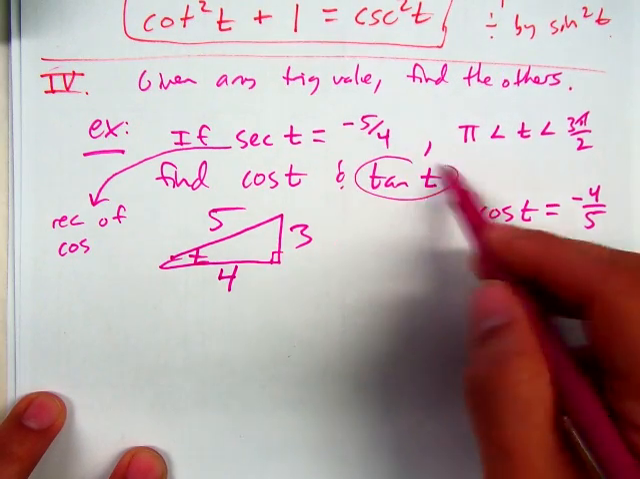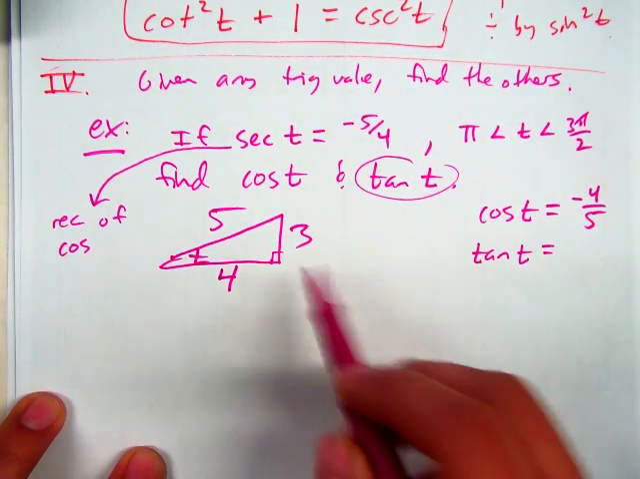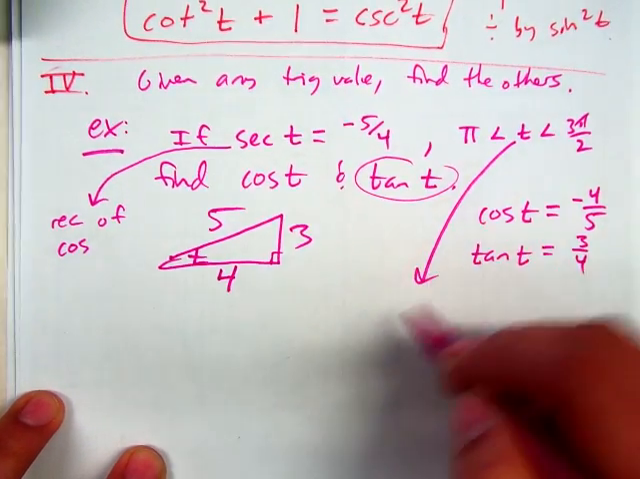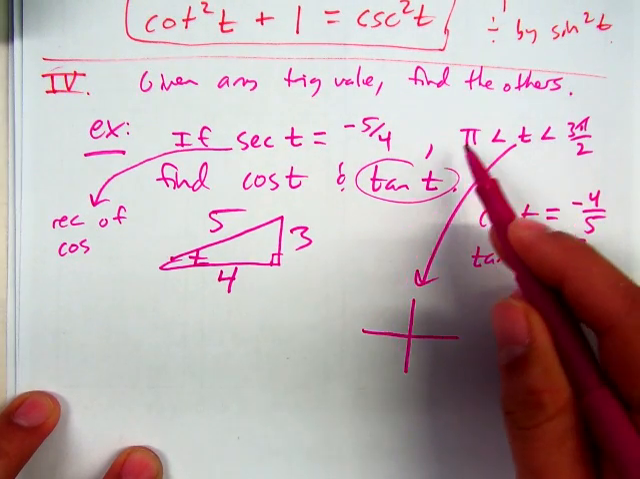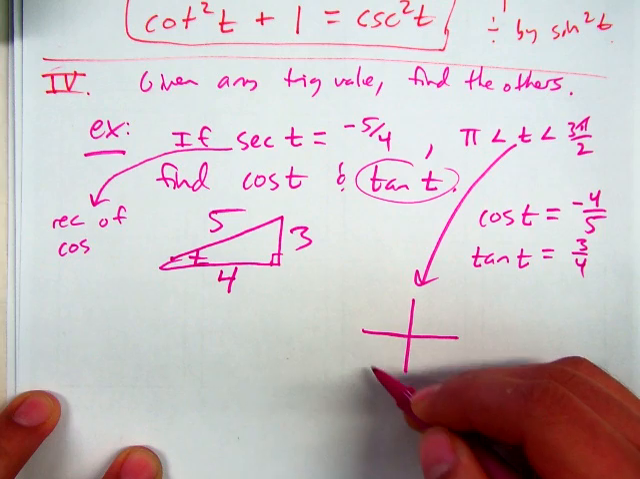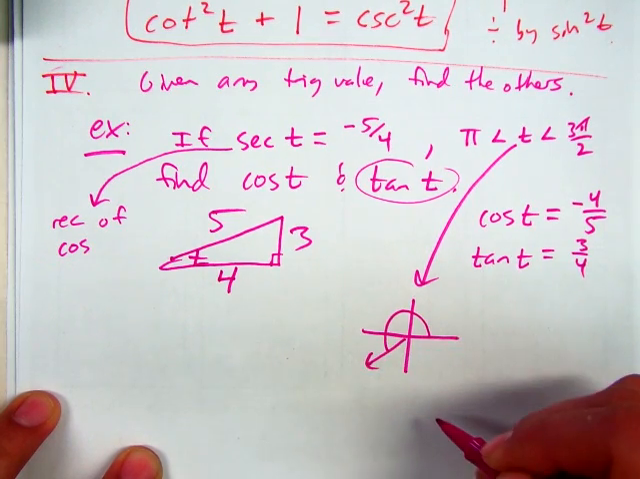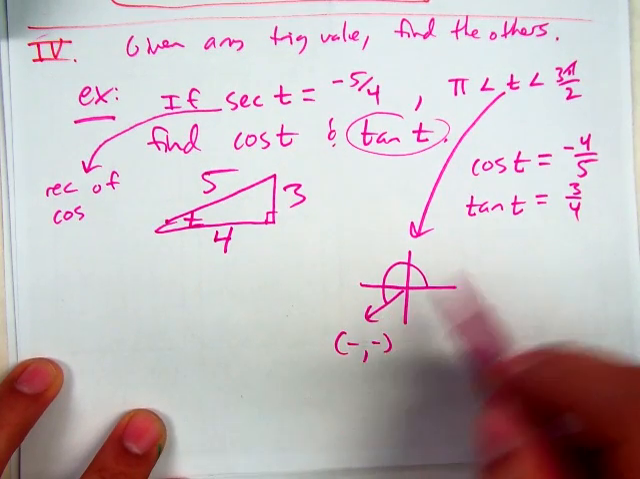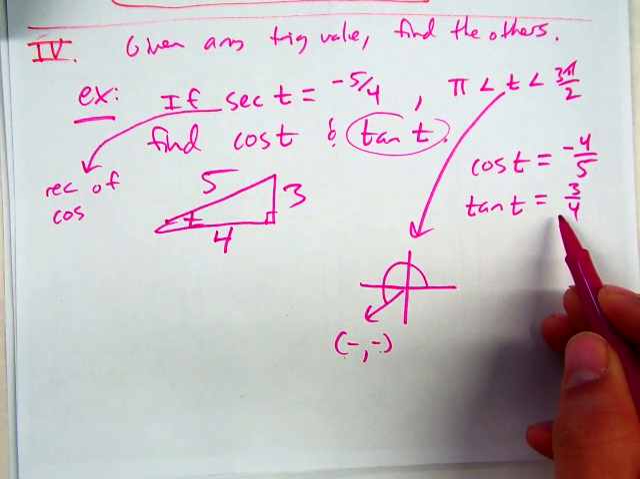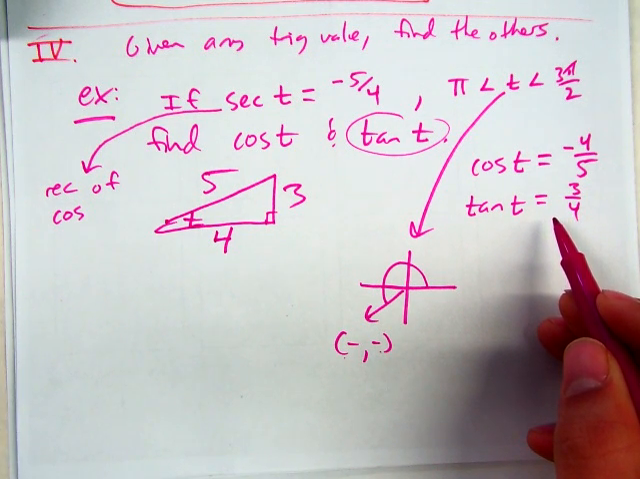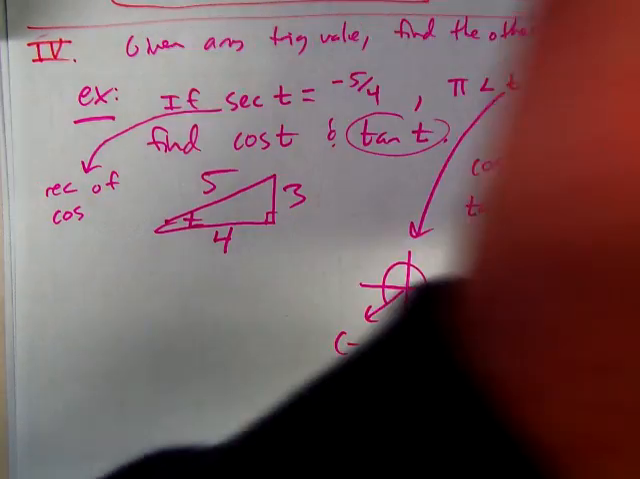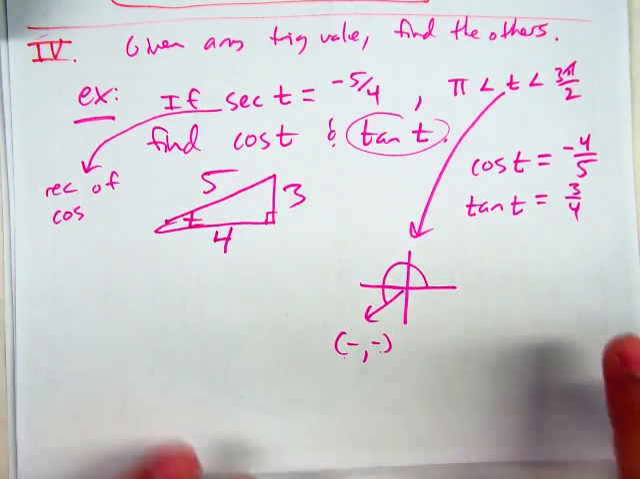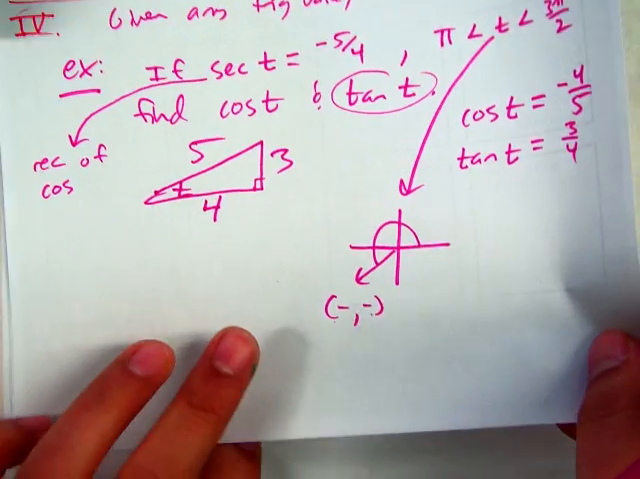So if I find tangent, tangent is opposite over adjacent, so we get 3/4. And then I double check. This information told me that the angle was in what quadrant here? Between pi and 3 pi over 2 means we're over here somewhere. In the third quadrant, x and y are negative, so tangent, which is y over x, is positive, so we're okay. You guys see how I did that? Okay. Any questions? Okay, on to skill number 5, cruising through this.